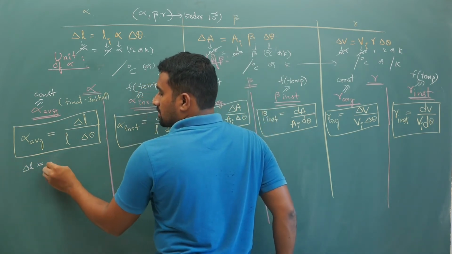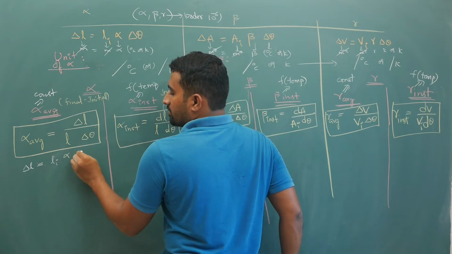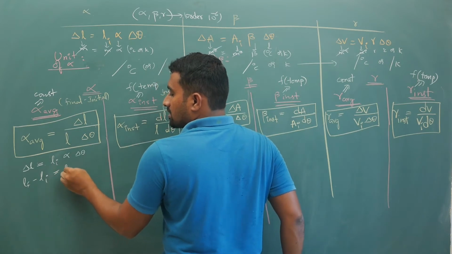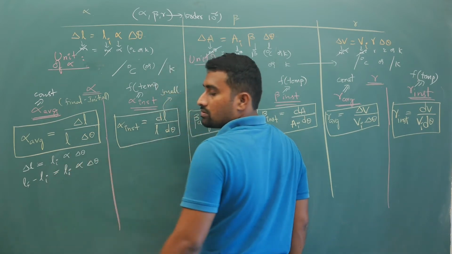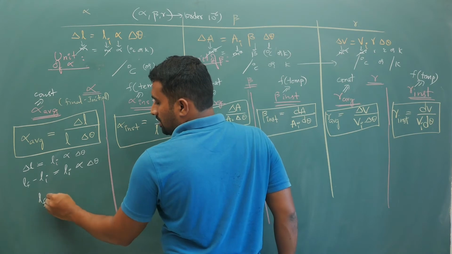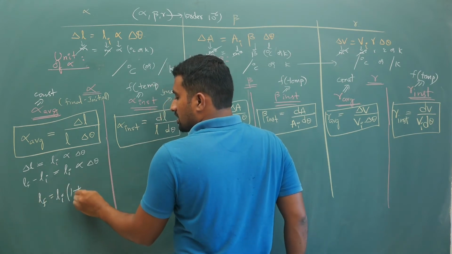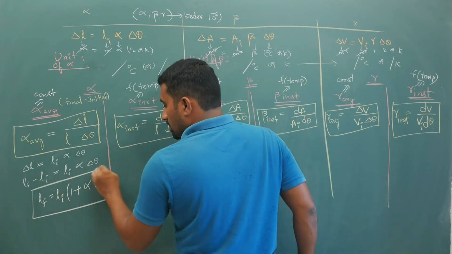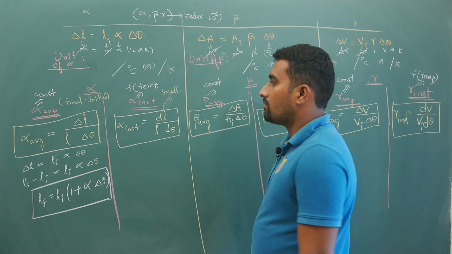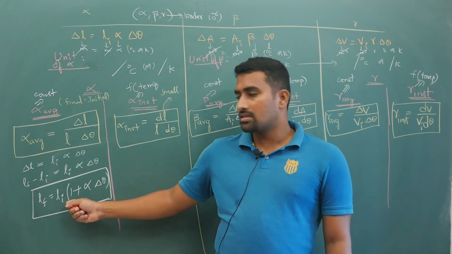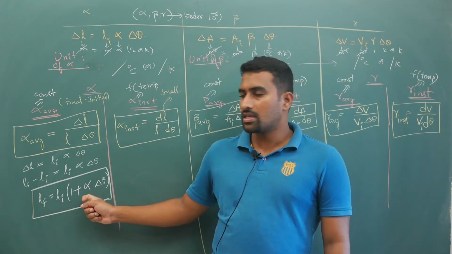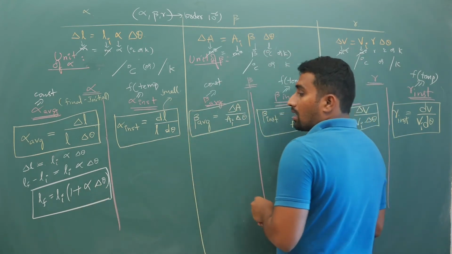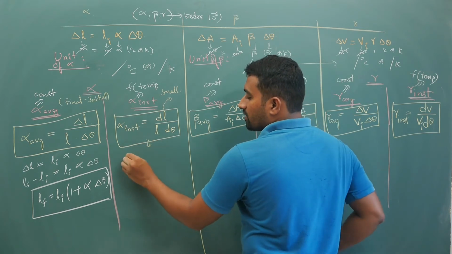Delta L is L initial into alpha into delta theta. This can be written as L final minus L initial is L initial into alpha into delta theta. From here your L final is L initial times (1 plus alpha into delta theta). Okay, this is your final value. What is your final length? It means initial length times (1 plus alpha, the coefficient of linear expansion, into delta theta). Now coming to this part, I need to integrate here, observe carefully.